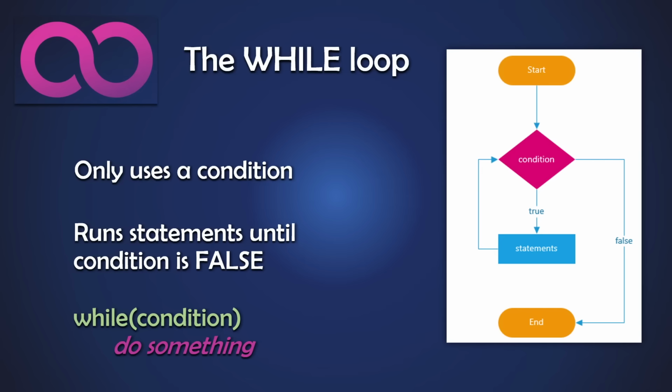The while loop only has a condition, and it runs until the statement is false. So as long as this condition is true, it'll keep going and going and going, right? While the condition is true, do something. You have to decide what that condition is, and you have to make sure that the condition does change, and eventually it will end.